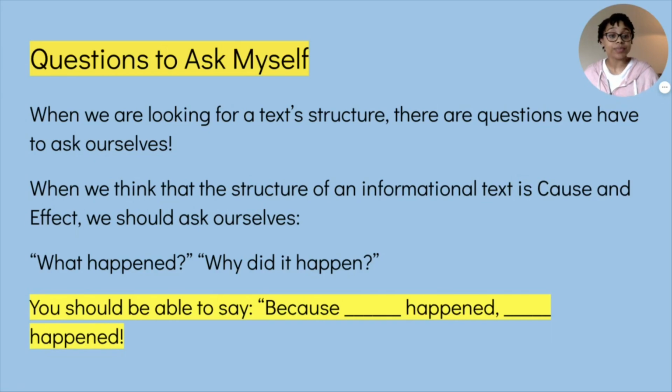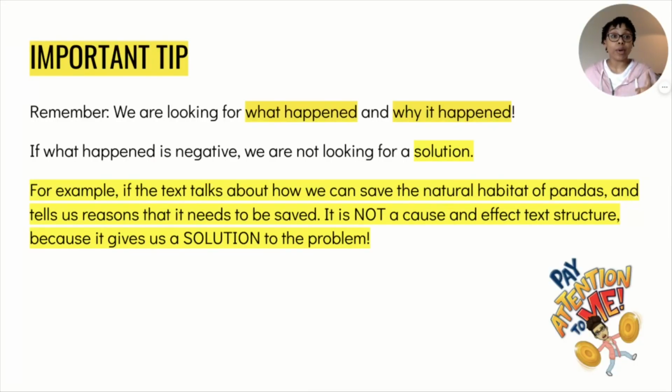Here's a very important tip. Make sure you're paying attention and listening very closely. We are looking for what happened and why it happened. If what happened is negative, we are not looking for a solution. For example, if the text talks about how we can save the natural habitat of pandas and tells us reasons why it needs to be saved, it is not a cause and effect text structure because it gives us a solution. It gives us a problem and tells us how to fix it, even if it tells us why the problem occurred. Does that make sense? Thumbs up, thumbs down.